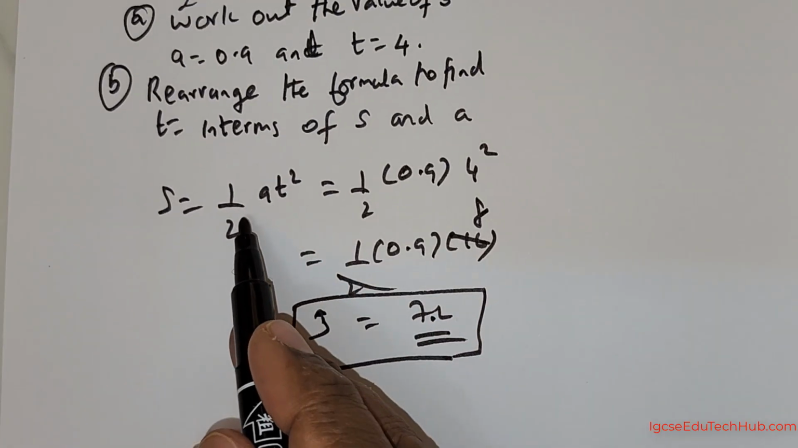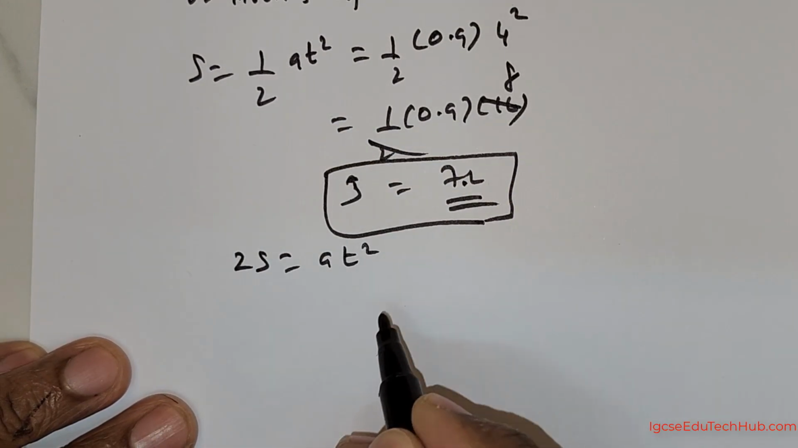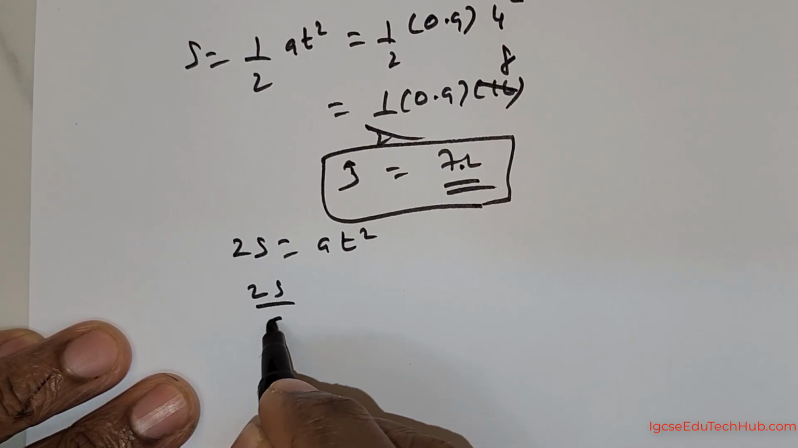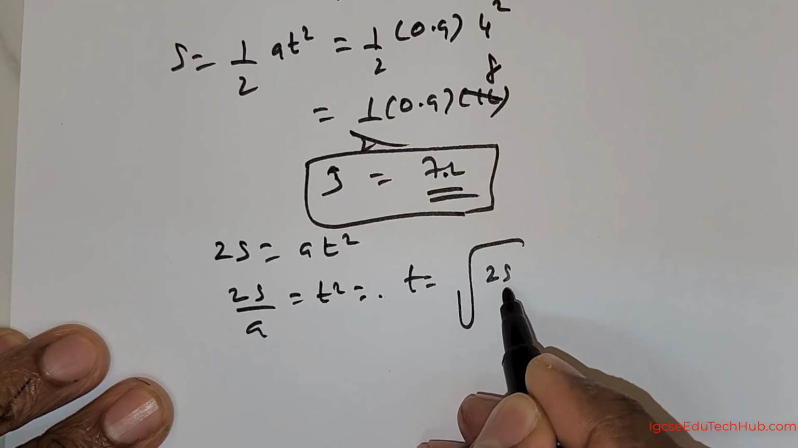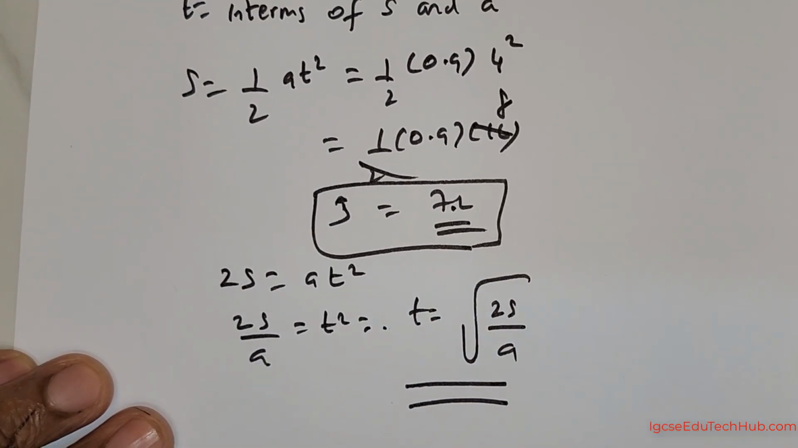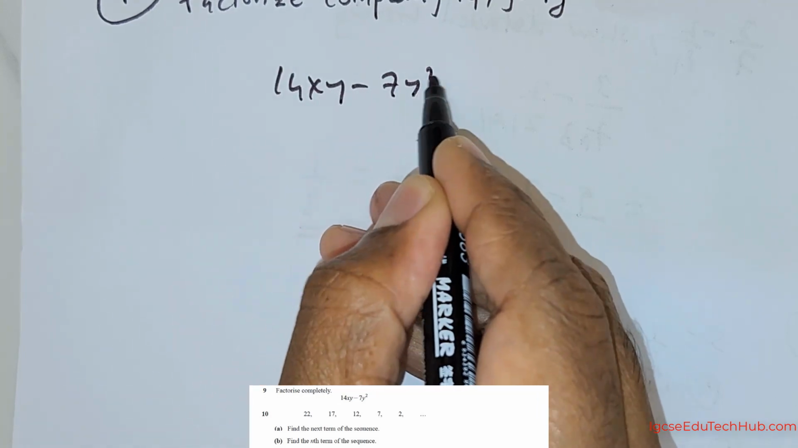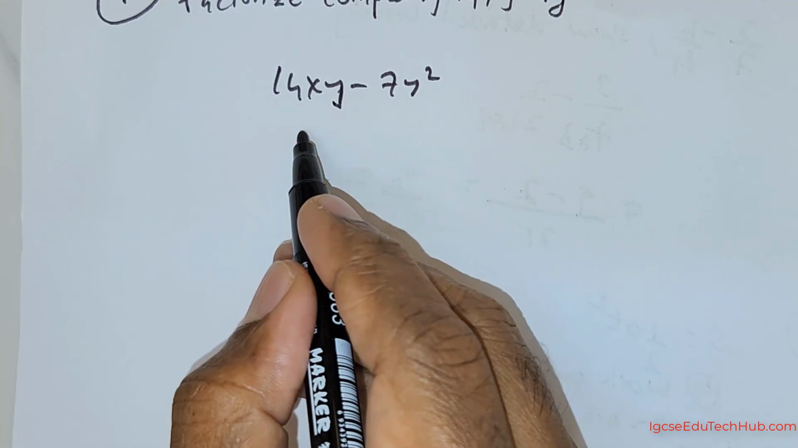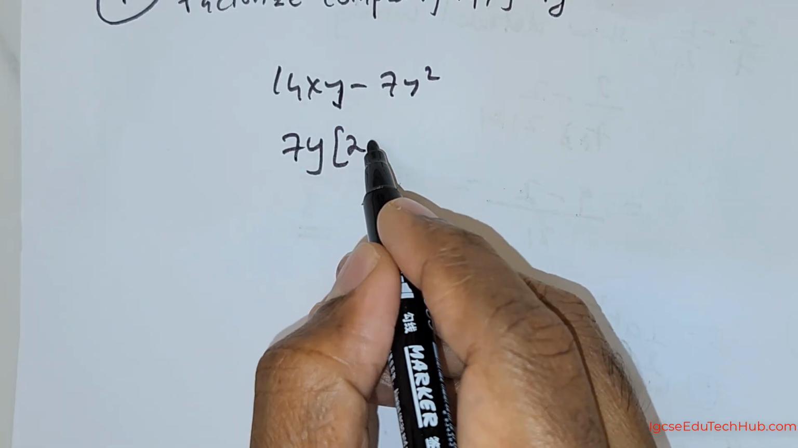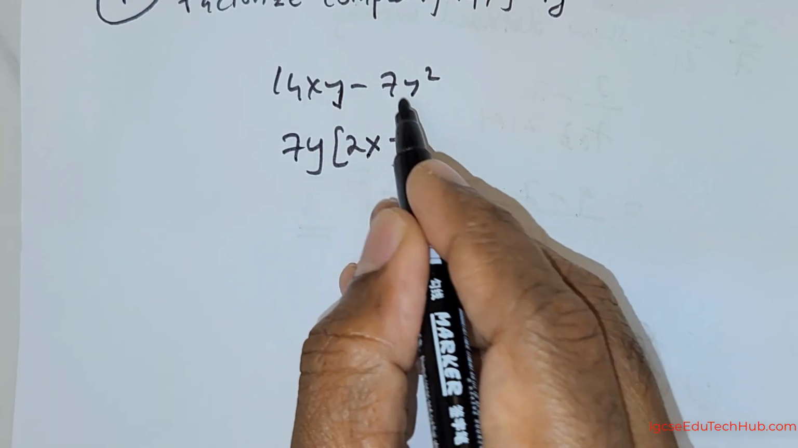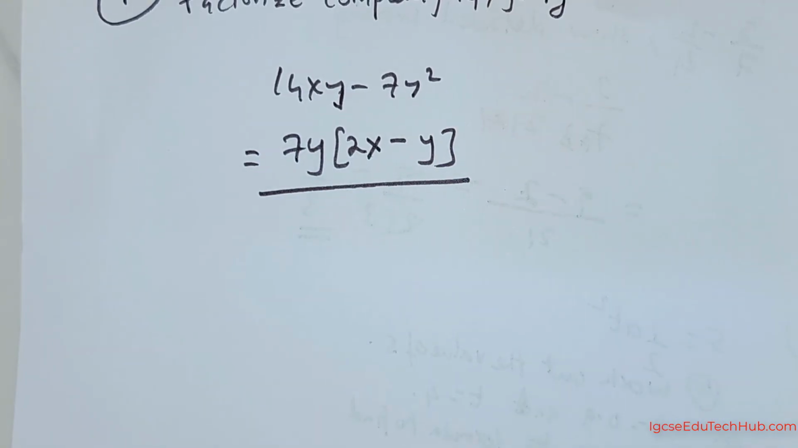Now from here you have to rearrange it for T. So this is 2 times S is equal to A times T squared. So 2 times S over A is equal to T squared. Therefore T is equal to square root of 2S over A. That's the solution. You have to factorize this. So foremost I will take the common factors. So it's going to be 7 and Y. There's going to be 2X and Y there. So this is the solution for this question.